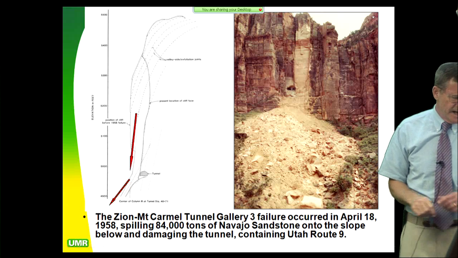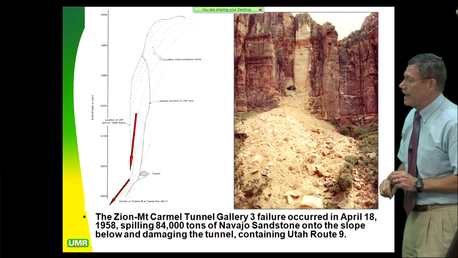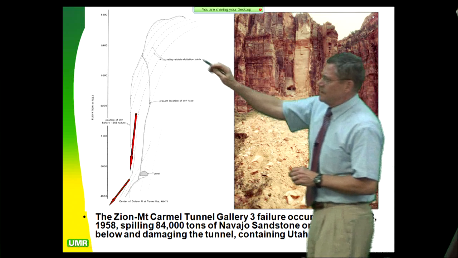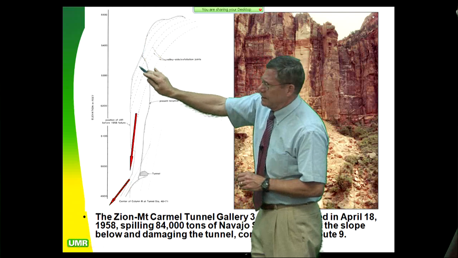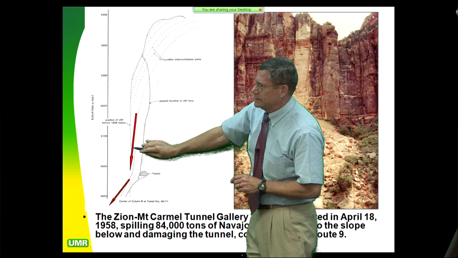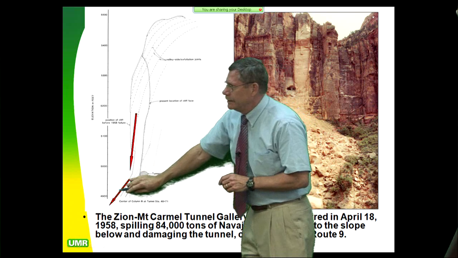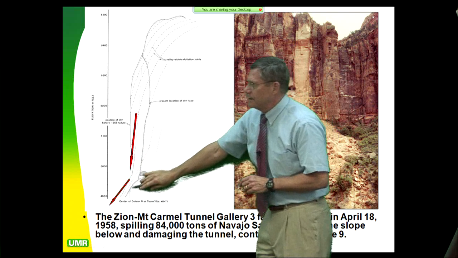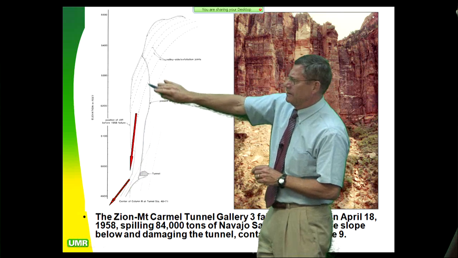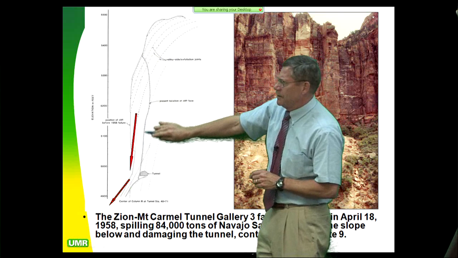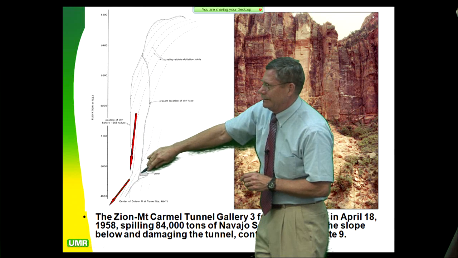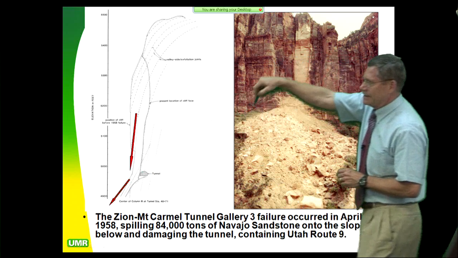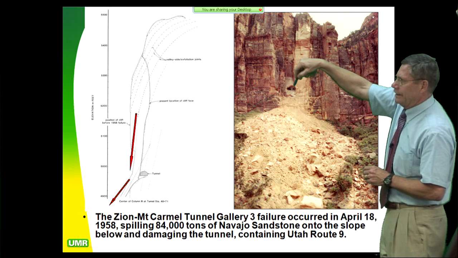This is back to Zion, again, to look at the Gallery 6 failure. This is my reconstruction of what the cliff looked like when they built the tunnel in 1930. The solid line is what it looked like after they had the rock slide, and you can see that the tunnel is daylighted right there. And that's the tunnel opening right here.